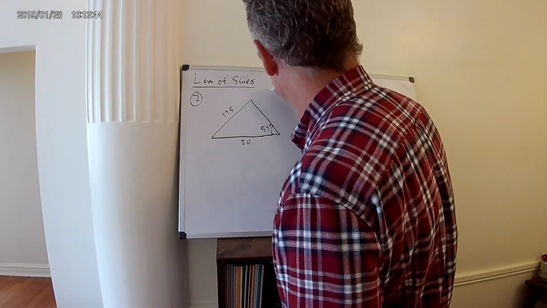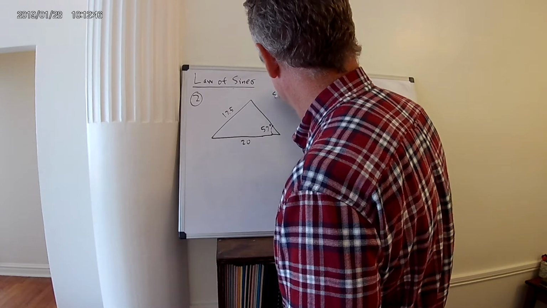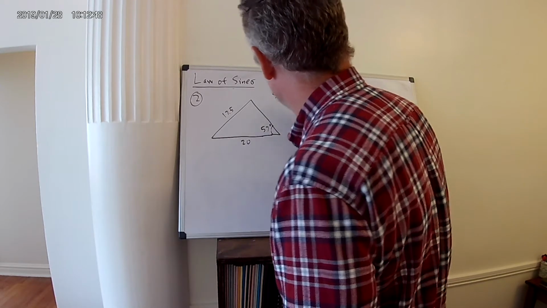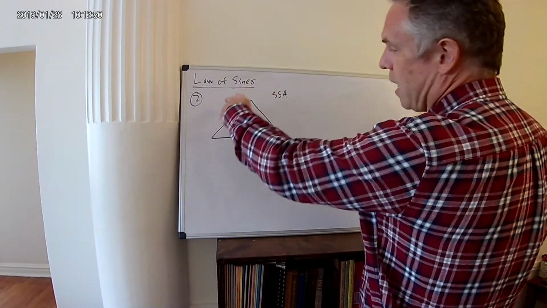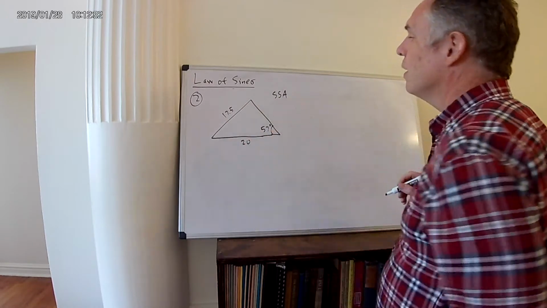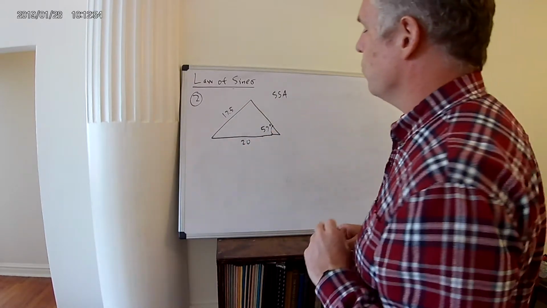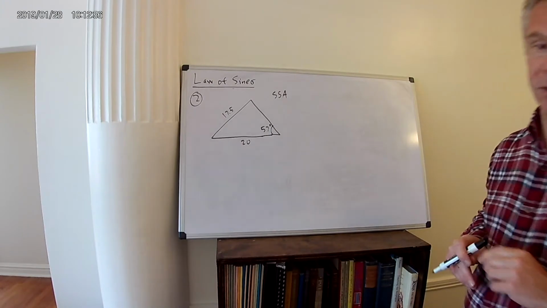The last triangle was an AAS triangle. This triangle is known as an SSA triangle, meaning we know two sides. We know this side, and we know this angle. So in this case, we know two sides and one angle. We need to solve this triangle.